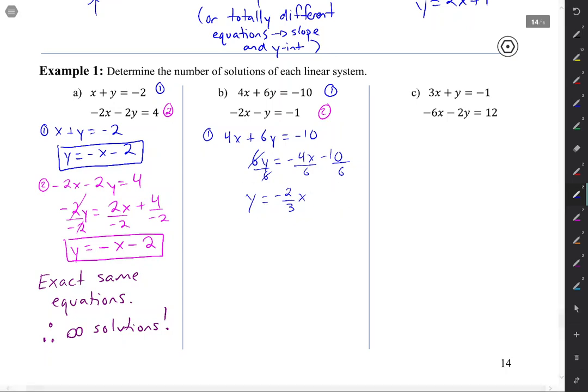negative 5 over 3. So here is one of our equations.